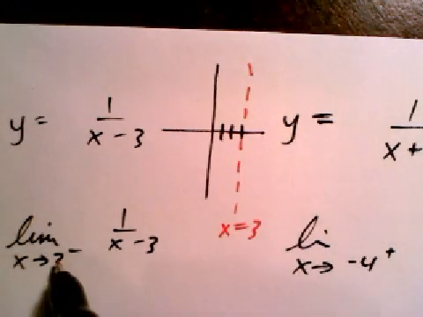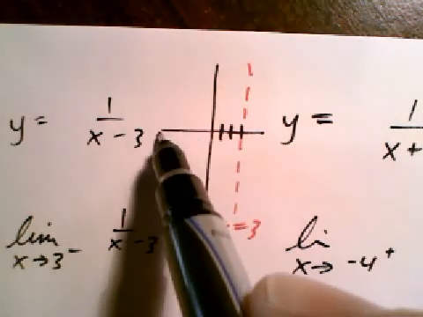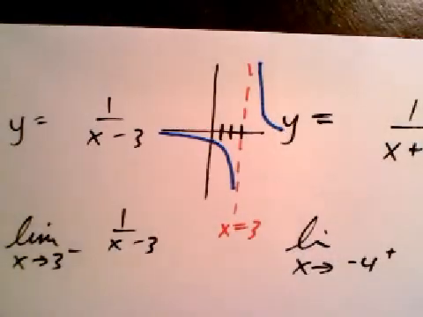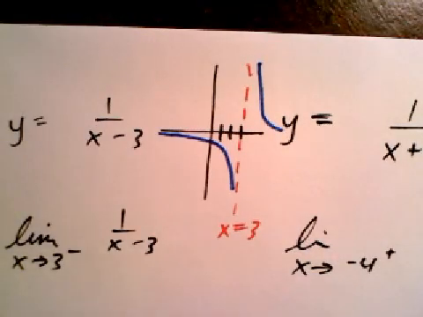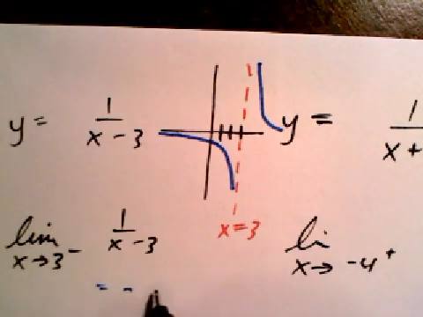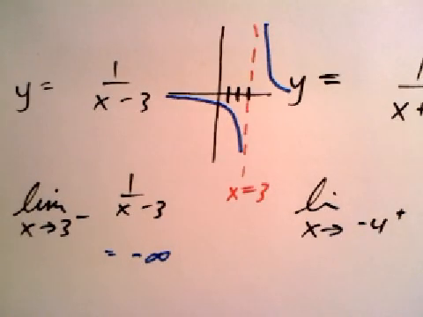Well, x is approaching 3 now from the left-hand side, and remember that the graph of y equals 1 over x looks just like this. Well, 1 over x minus 3 looks just like that as well, and we can see that then the limit as x approaches 3 from the left would be negative infinity.